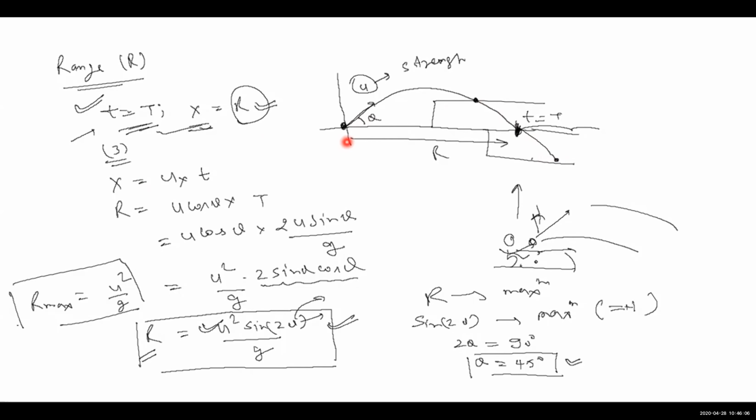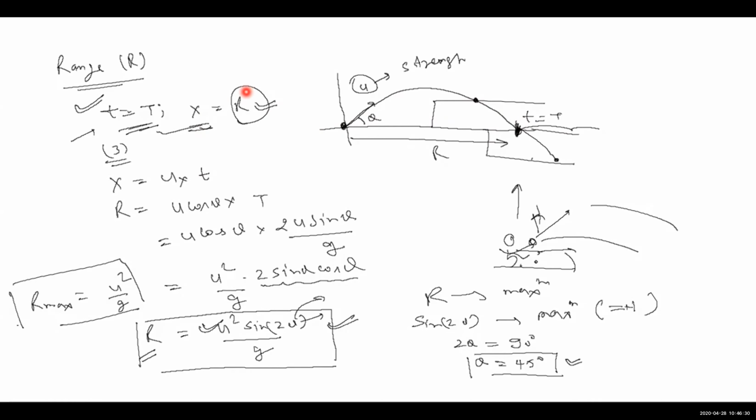Clear here? Note down this point. Formulas are only valid when the point of projection and the point of landing are along the same horizontal line. Not valid when they are not along the same horizontal line. But conditions and equations will be valid all the times.